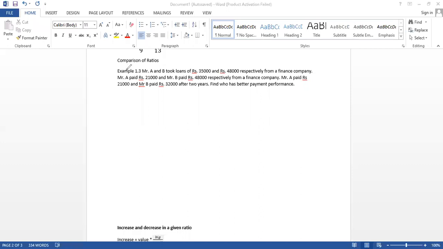And the next concept is comparison of ratios. So how are you going to compare between two ratios, which one has a greater value? Now, example 1.3 shows that Mr. A and B took loans of 35,000 and 48,000 respectively from a finance company. So you have A and B. A took a loan of 35,000, whereas B took a loan of 48,000.